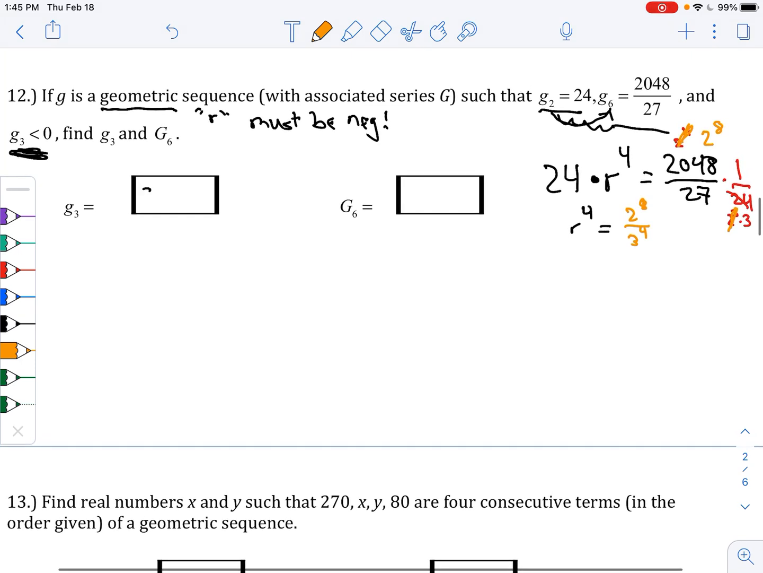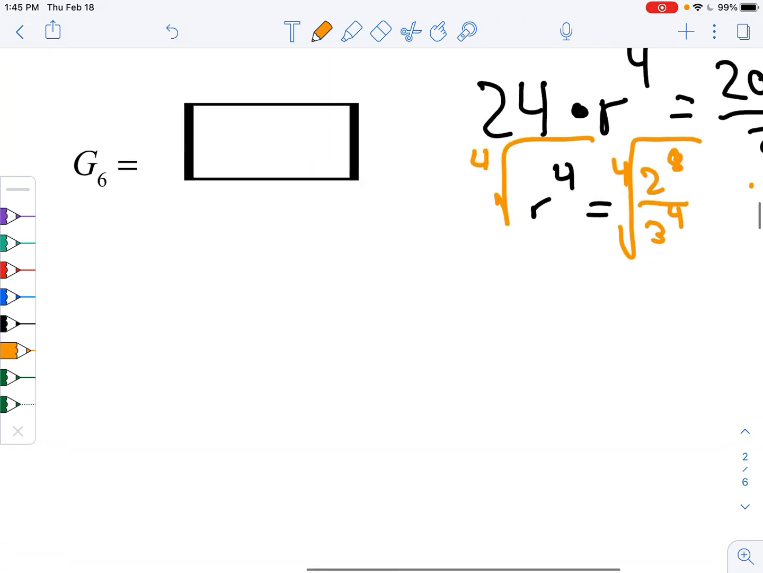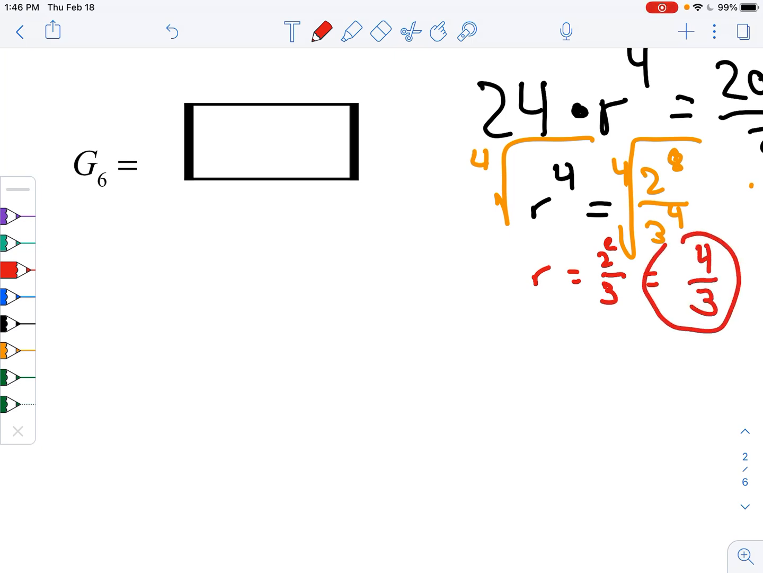And that's going to be helpful because if you wrote this out, 2 to the 8th, which is 256, over 81, it's not going to be as obvious what this is going to be when I take the 4th root of this. The 4th root of r to the 4th is obviously r. The 4th root of 2 to the 8th will be 2 squared. The 4th root of 3 to the 4th is going to be 3. So as you see, I wind up with a growth rate of 4/3.